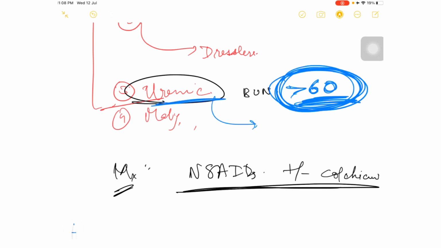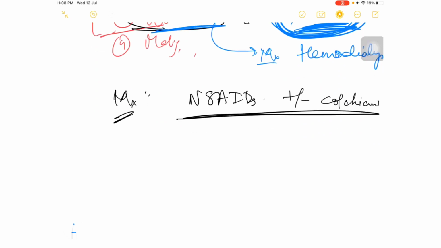And the treatment for uremic is what? Hemodialysis. Very good. Super. Hemodialysis. All right. Then how is the ECG of pericarditis?